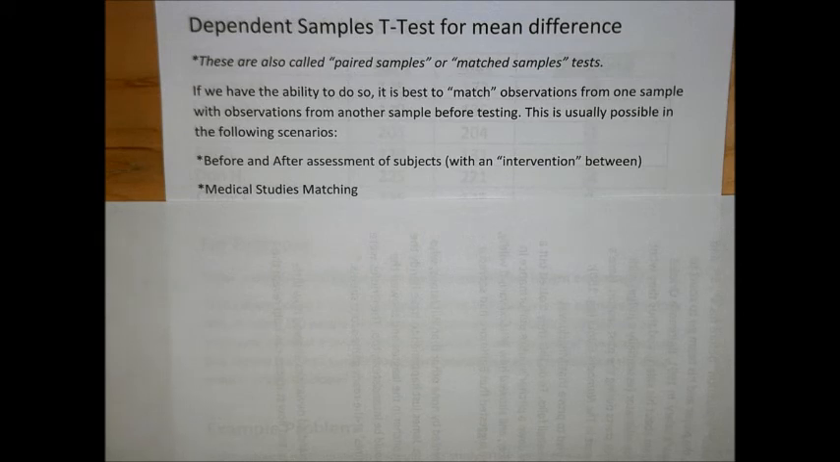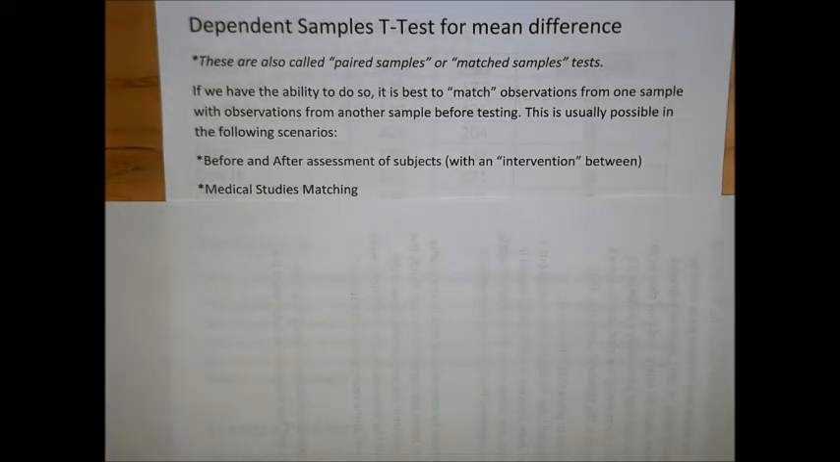If you're doing a before and after assessment of subjects with an intervention between, that might be something like a training program where students are measured for their ability to do something like type, and then they're measured after a training program. We would compare each of the subjects' times in terms of how fast they type from before they did the training to after they did the training. In this case, we would have two samples of data. Those two samples would be the before and after, but they wouldn't be completely independent of one another. They would come from the same group of people, so they would be dependent samples.